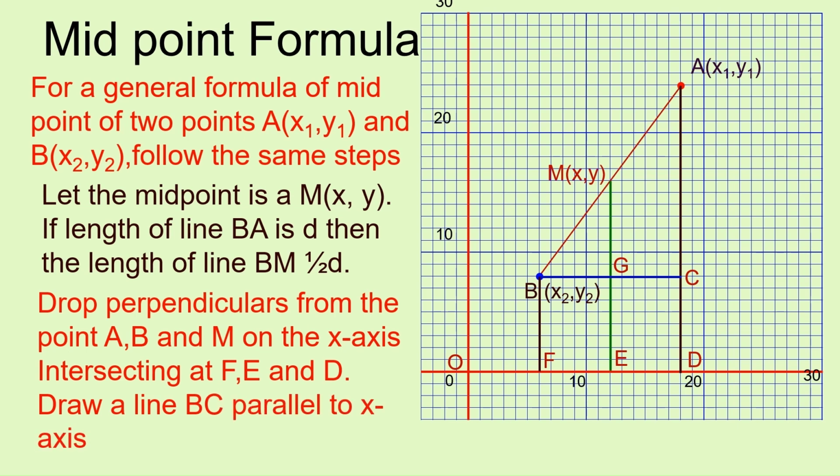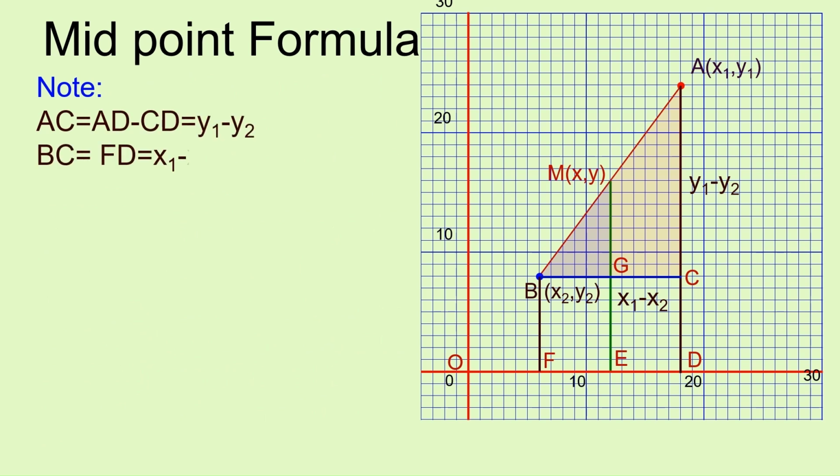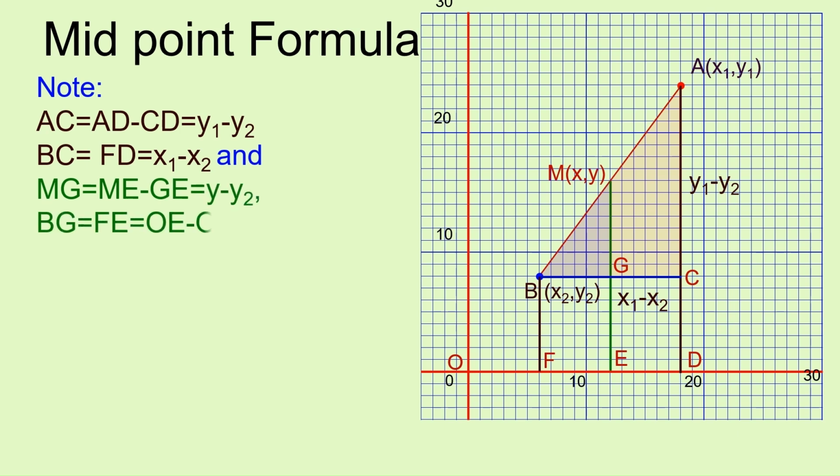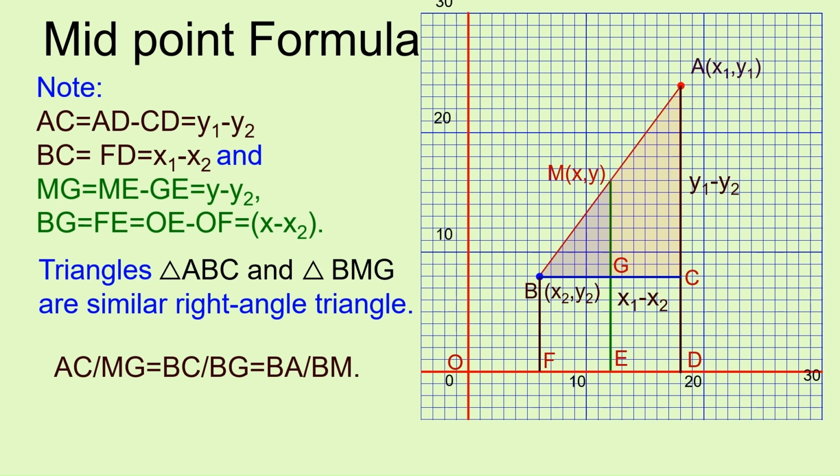Draw a line BC parallel to the x-axis. Note: AC equals y1 minus y2, BC equals x1 minus x2, and MG equals y minus y2, BG equals x minus x2. Triangles ABC and BMG are similar right-angled triangles. AC by MG equals BC by BG equals BA by BM.